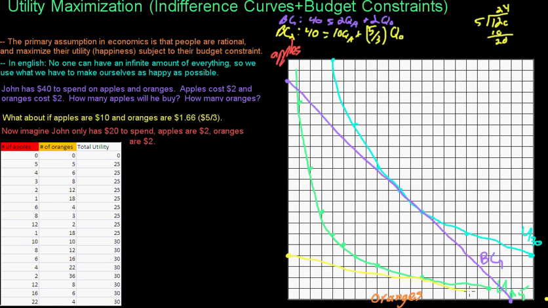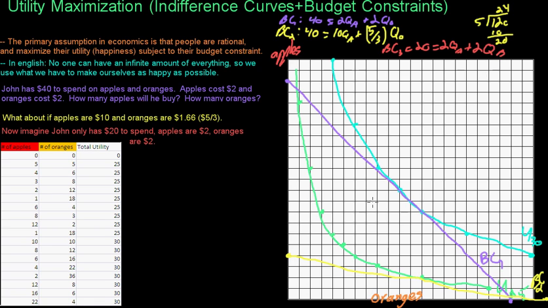So these should be straight lines in theory, but I can't draw that well, so we're just going to have to work with it. And we'll label this budget constraint 2. And then what about now if he only has $20 to spend and apples are $2 and oranges are $2? Well, so budget constraint 3 then, and I'm kind of running out of room, but I'll do my best, is 20 is equal to 2 times the quantity of A plus 2 times the quantity of B.